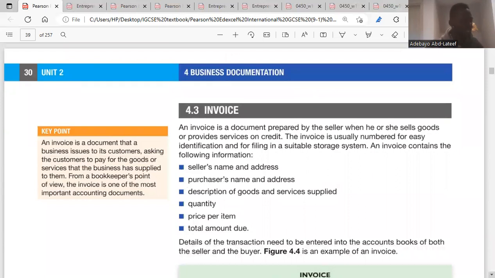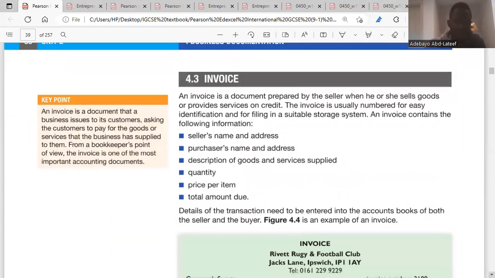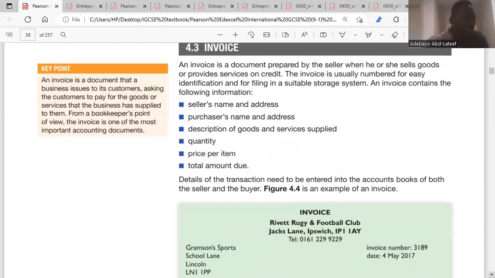An invoice is a document prepared by the seller when he or she sells goods or provides services on credit. So the supplier sometimes sells on credit to a customer, and then he or she needs to give out an invoice stating that, oh, customer A, you bought this product, but you haven't paid. That's why an invoice is issued. I think it's clear.